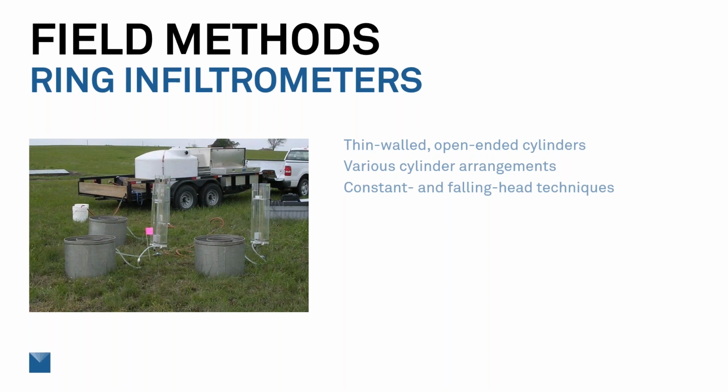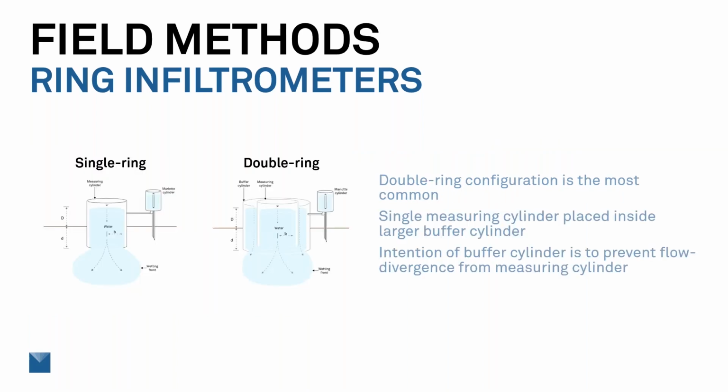So let's think about field methods now. One of the most common methods for measuring infiltration or hydraulic conductivity in the field is ring infiltrometers. Ring infiltrometers essentially involve taking a thin-walled, open-ended cylinder and driving that cylinder into the ground. Then we infiltrate water into the ground through this cylinder, typically using a constant head or a falling head approach. You can have various cylinder arrangements, from a single ring all the way up to a triple ring, which is not nearly as common.